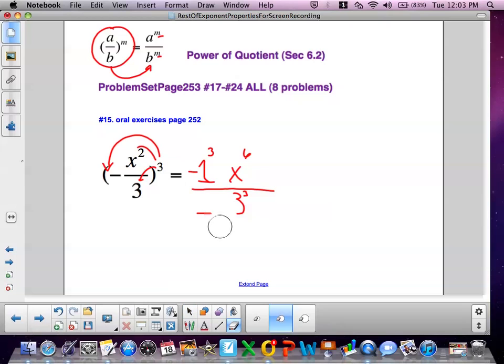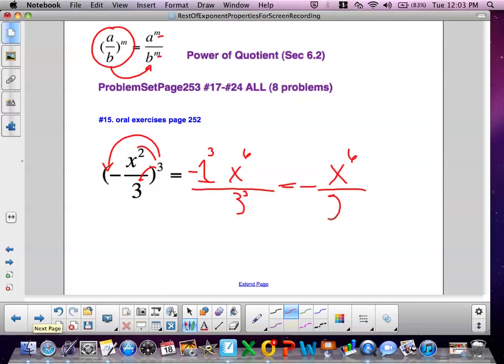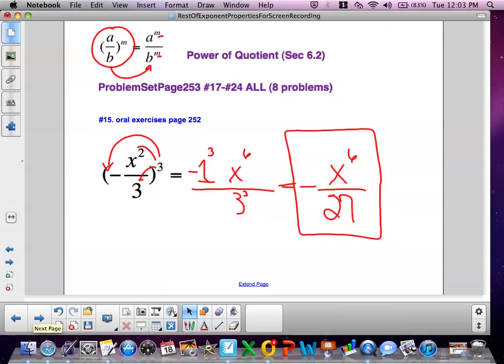Let me erase this. Okay? So applying the cube to the negative sign tells me the entire expression is negative. The numerator now becomes x raised to the 6th power, and the denominator is 27. 3 times itself 3 times is 27. So that's an application of that property and how it would look in a problem.